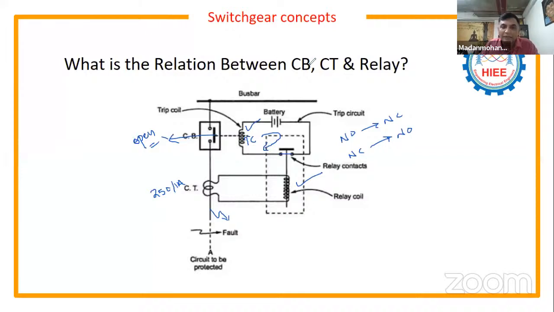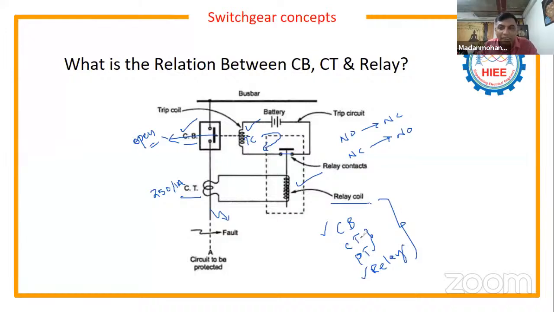So this is the coordination between circuit breaker, current transformer, potential transformer, and relay. We have so many equipments in the switchgear family, but the close family members in the switchgear family are circuit breaker, CT, PT, and relay. You can say the breaker is the father, the relay is the mother, and the CT and PT are the son and daughter, like that. I can just redefine it in such a way.